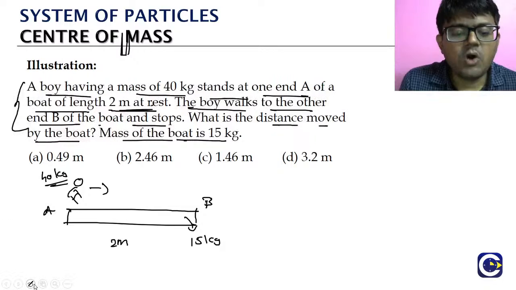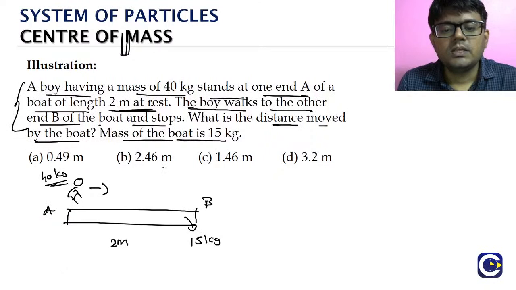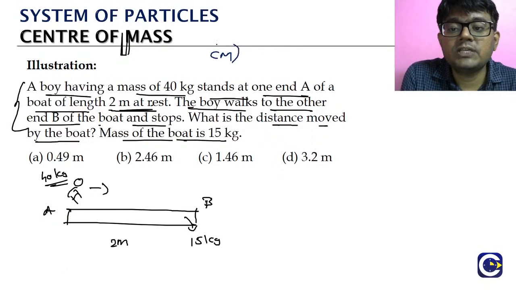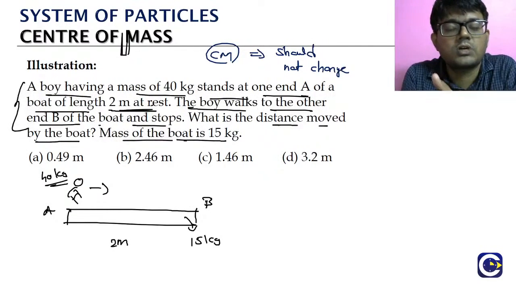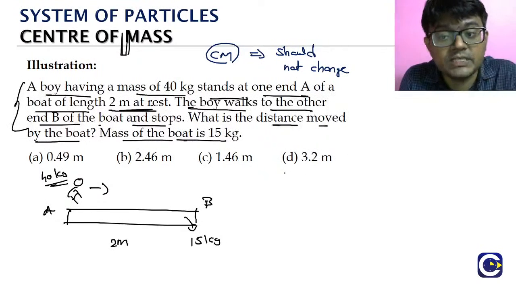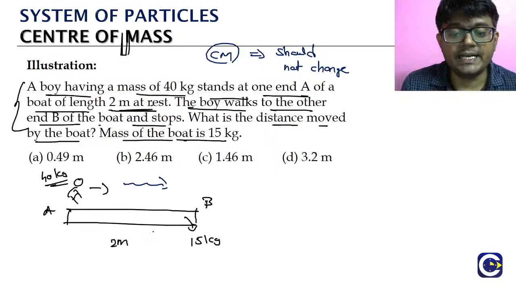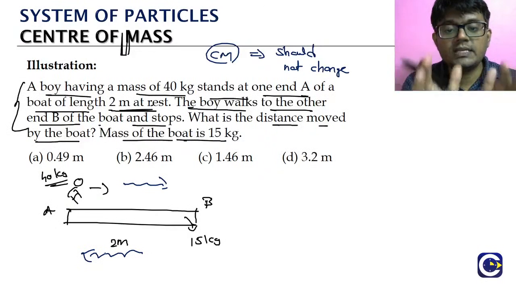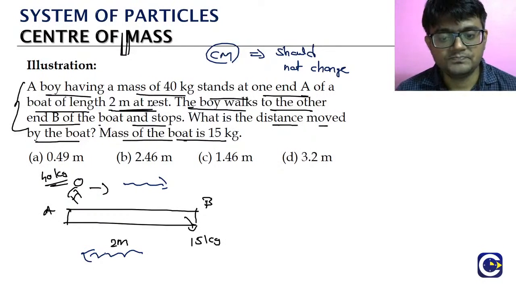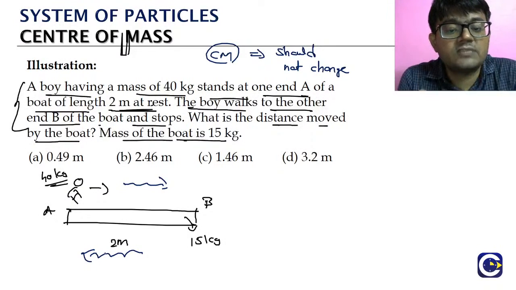When the boy is moving towards the right, the center of mass location should not change, because the movement is internal. The boy moving on the boat is an internal phenomenon, right? So the center of mass location should not be changing. Which means when the boy is moving to the right side, the boat will be coming to the left, so that the center of mass position will be maintained the same.